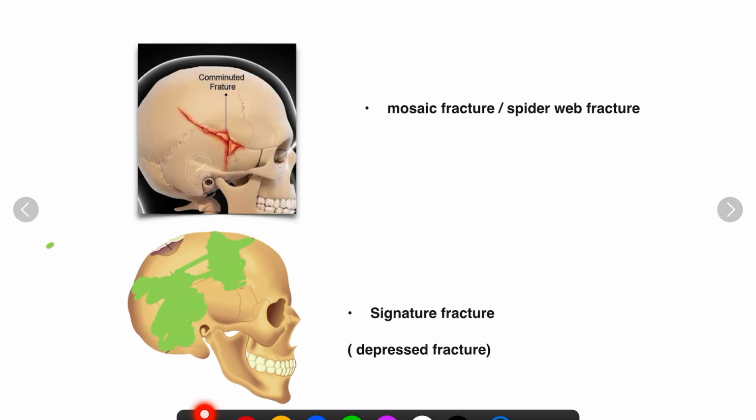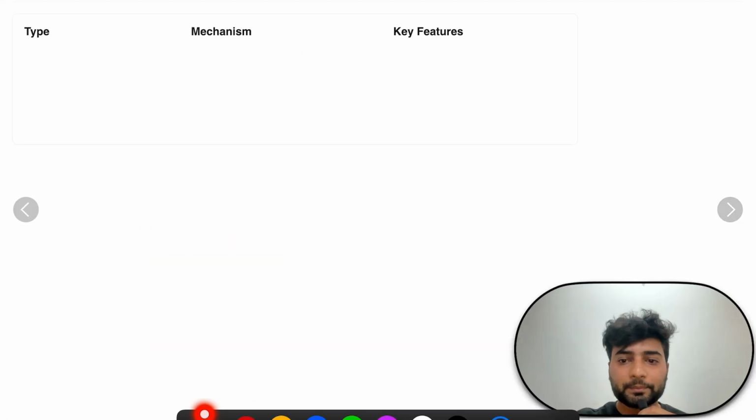So now we'll just revise the names. See, comminuted fracture was called mosaic or spider web fracture, while signature fracture is the depressed fracture. Just remember that whenever the segment is depressed, the weapon is putting its signature mark. The shape of it is showing on it, right?